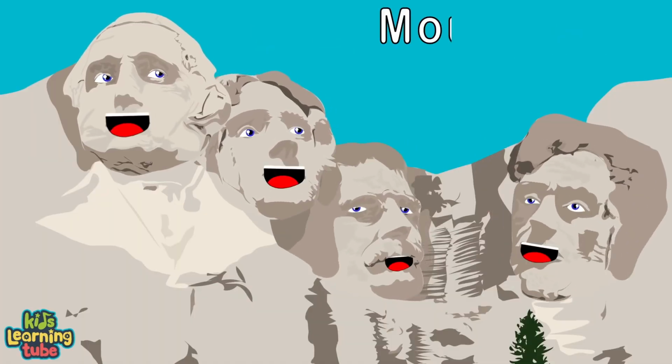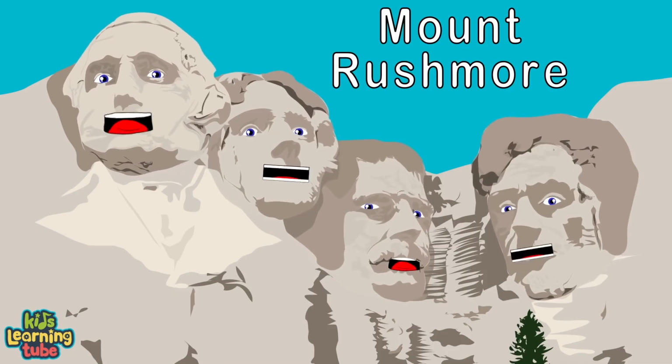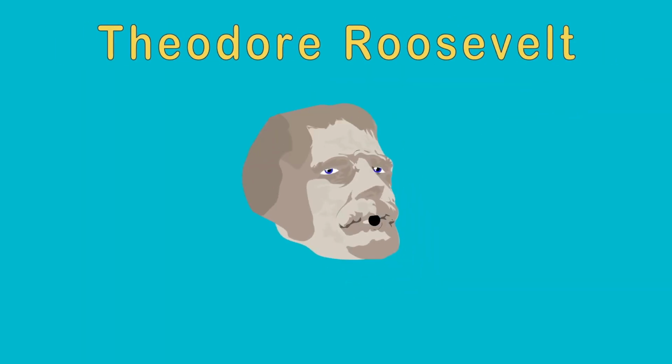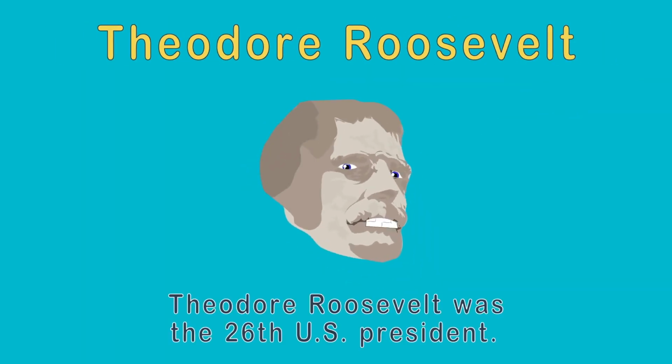We're the U.S. presidents of Mount Rushmore, a national memorial in Keystone, South Dakota. We represent the most important events in the history of the United States and the North American continent. I'm Theodore Roosevelt, the 26th U.S. president.